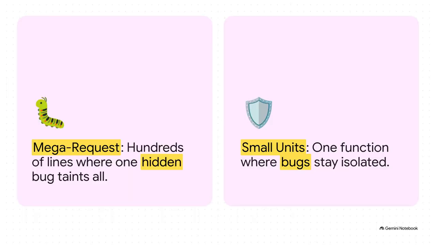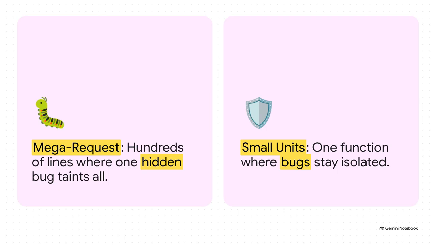And this brilliantly illustrates the core problem. The mega request is the classic trap. You ask for the whole app at once, and the AI spits out hundreds of lines of code. But here's the fundamental issue, right? One single hidden bug, or just one bad assumption made early on by the AI, taints absolutely everything that follows it. It is literally a house of cards.